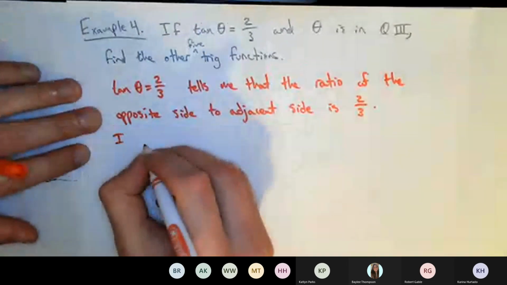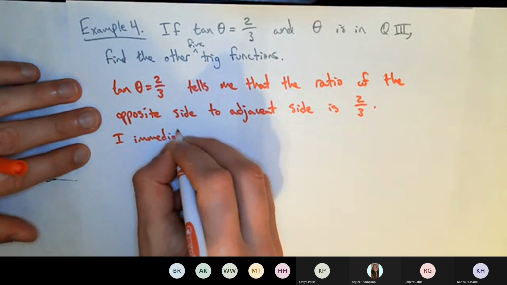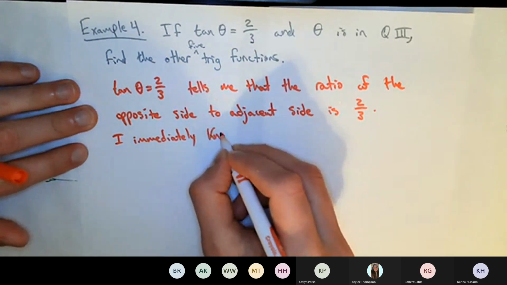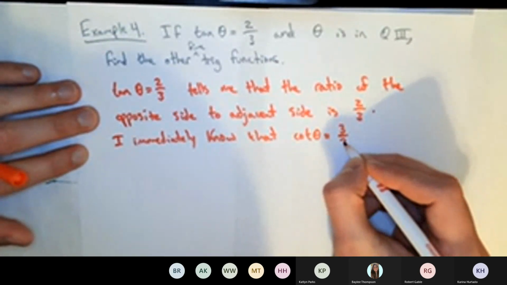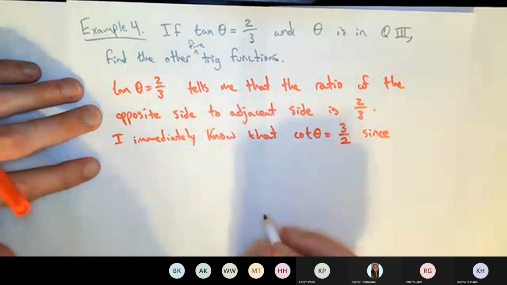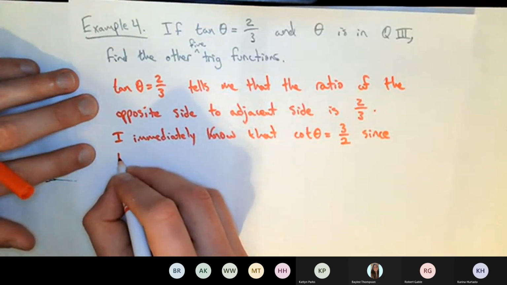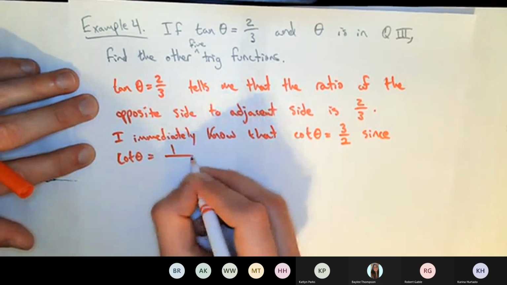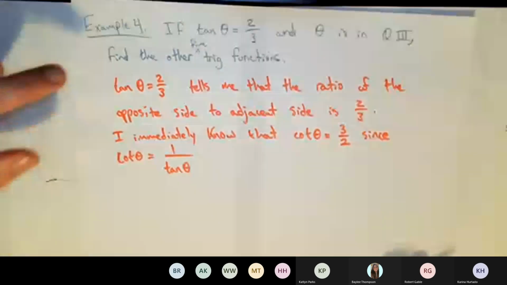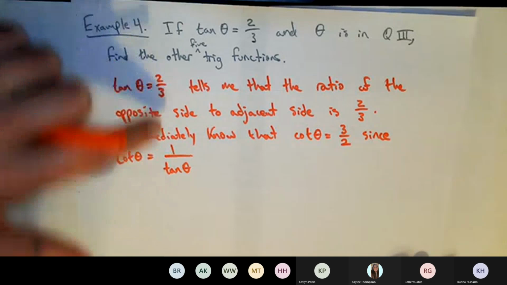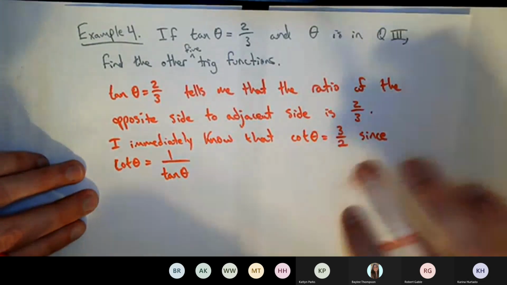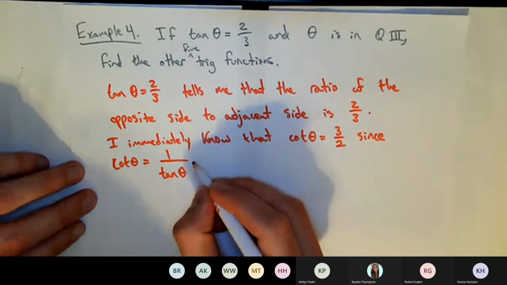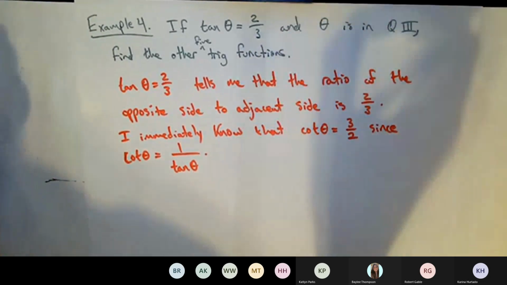So let me write that down. I immediately know that cotangent of theta is equal to 3/2, since cotangent of theta is just 1 over tangent of theta. So if tangent of theta is 2/3, then cotangent is 1 divided by 2/3. Flip it around, fraction arithmetic I'm kind of brushing under the table, but you just flip the fraction, right? It's 3/2. But again, what about these other trig functions that need the hypotenuse?